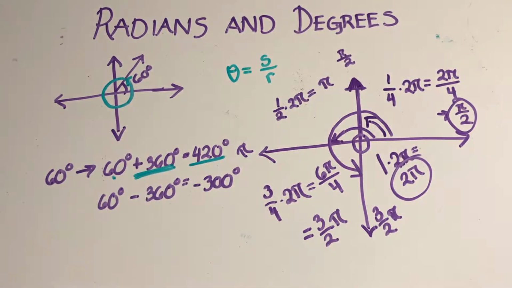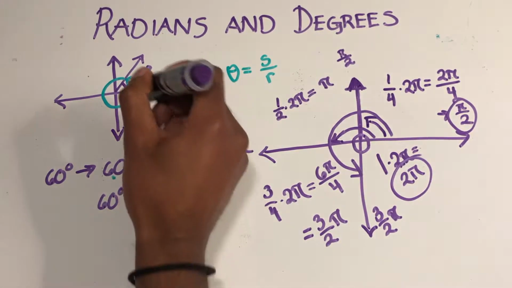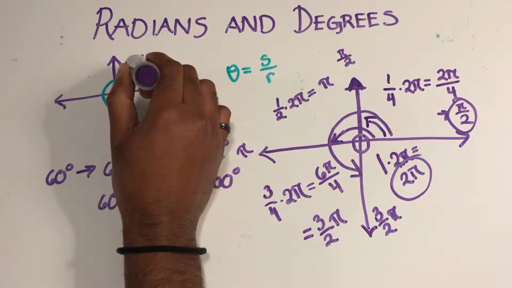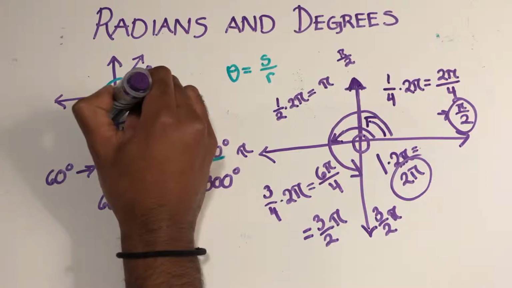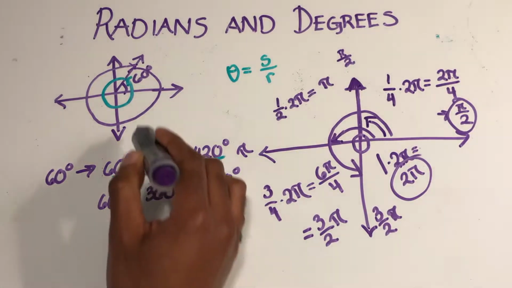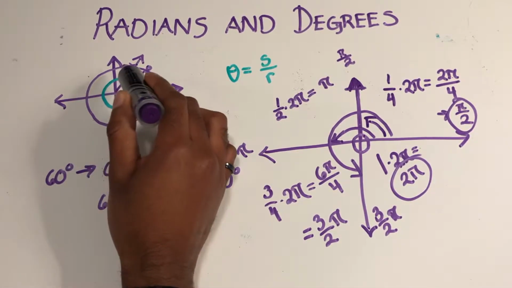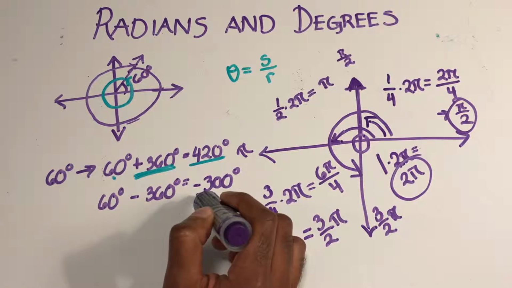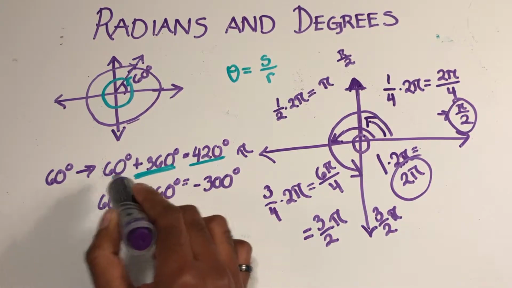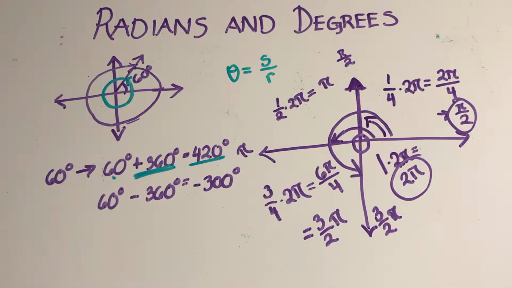Likewise, for negative 360 degrees, if you go in the negative direction, so instead of going counterclockwise, you go clockwise, all the way around and stop where you started, you basically went negative 360 degrees and ended up at negative 300 degrees, which is the same position as 420 degrees and 60 degrees, meaning negative 300 degrees is a coterminal angle of 60 degrees and 420 degrees.